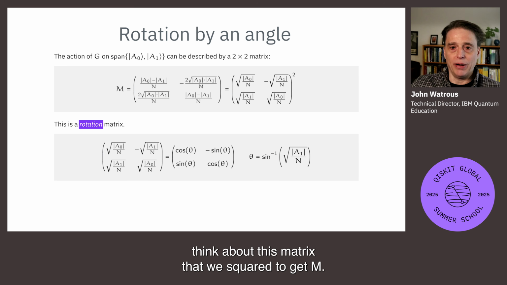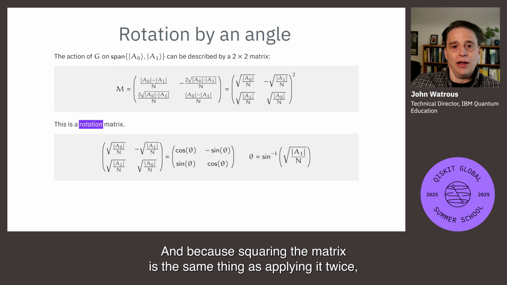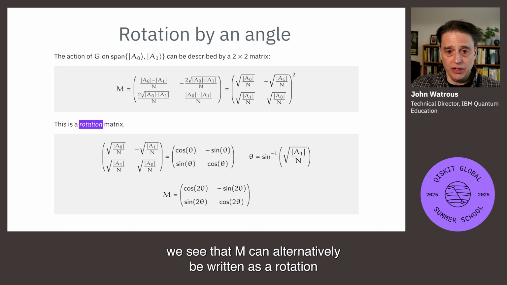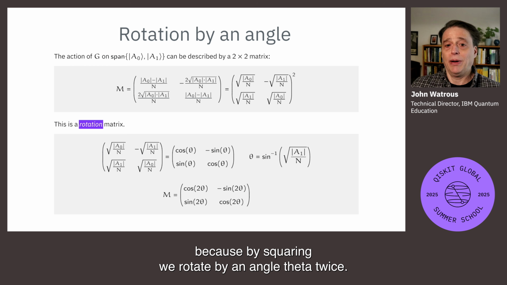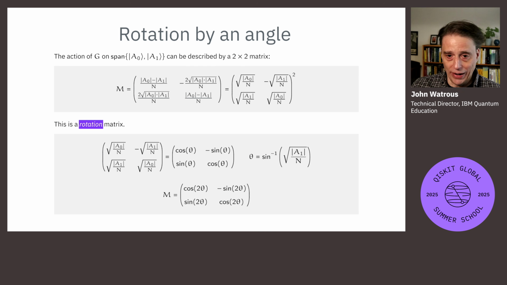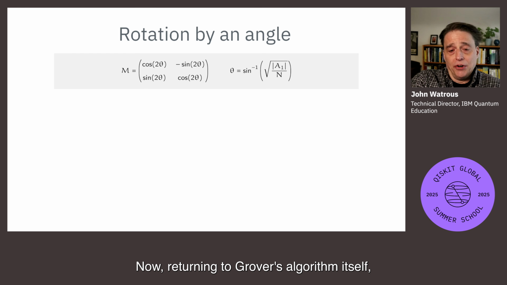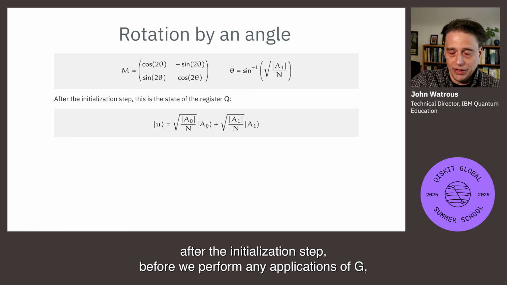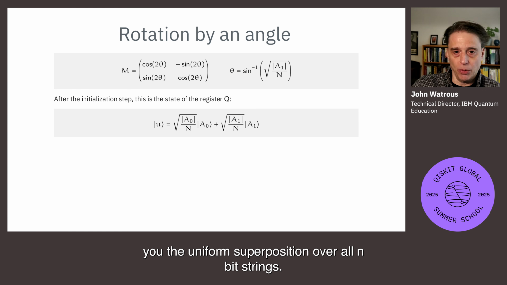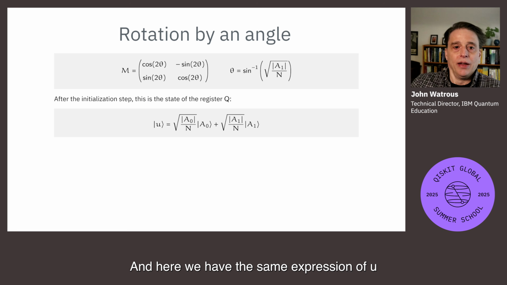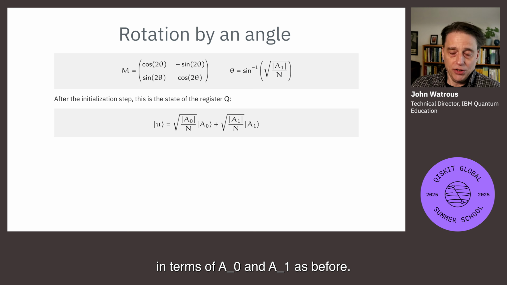So that's one way to think about this matrix that we squared to get M, and because squaring the matrix is the same thing as applying it twice, we see that M can alternatively be written as a rotation, not by an angle of theta, but by 2 times theta, because by squaring, we rotate by an angle theta twice. Now, returning to Grover's algorithm itself, after the initialization step, but before we perform any applications of G, the state of our n-qubit register Q is ket U, the uniform superposition over all n-bit strings, and here we have the same expression of ket U in terms of ket A0 and ket A1 as before.